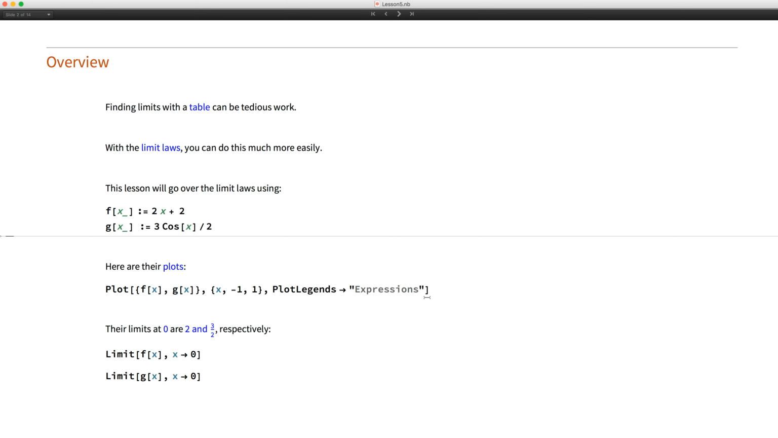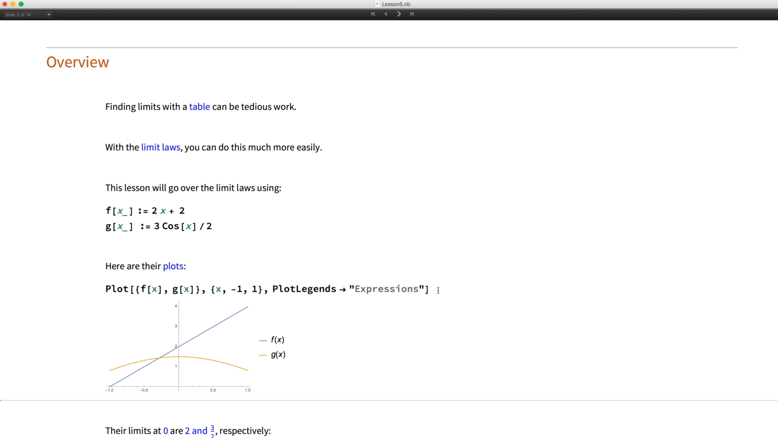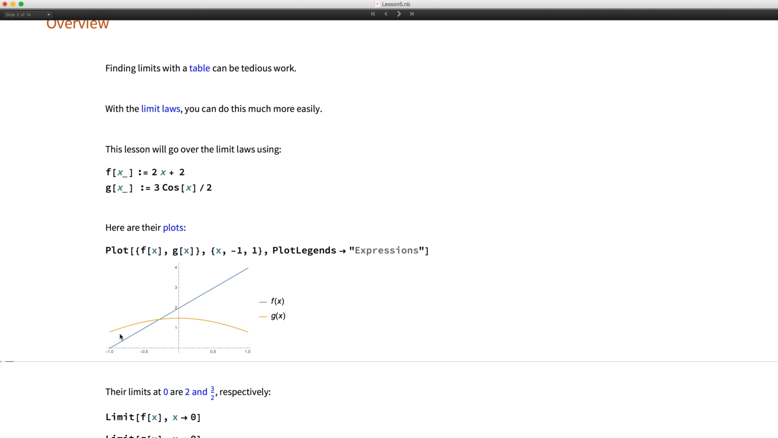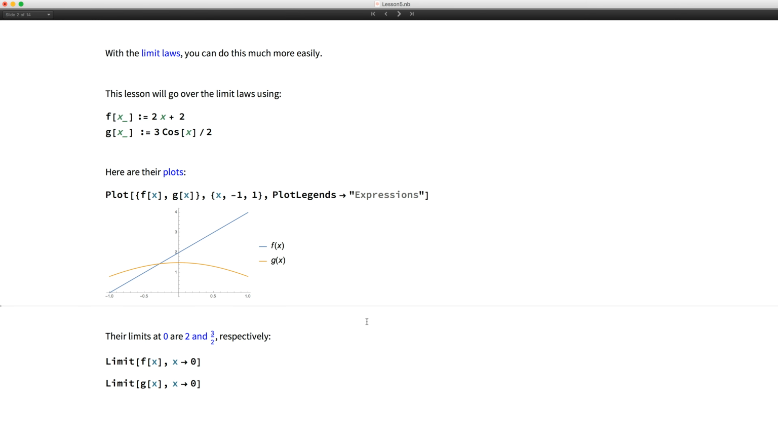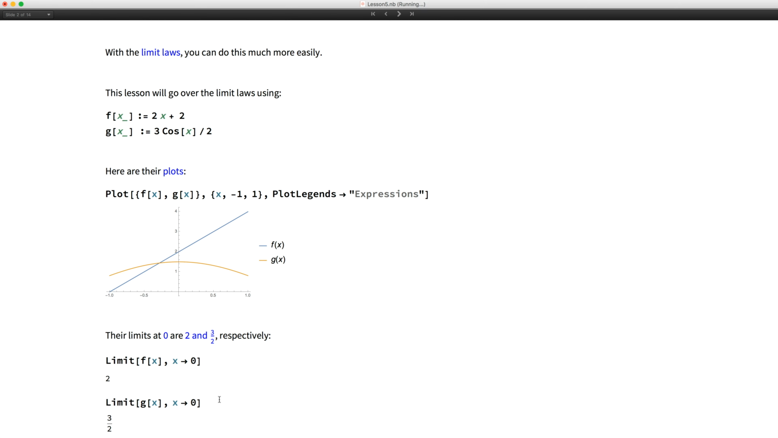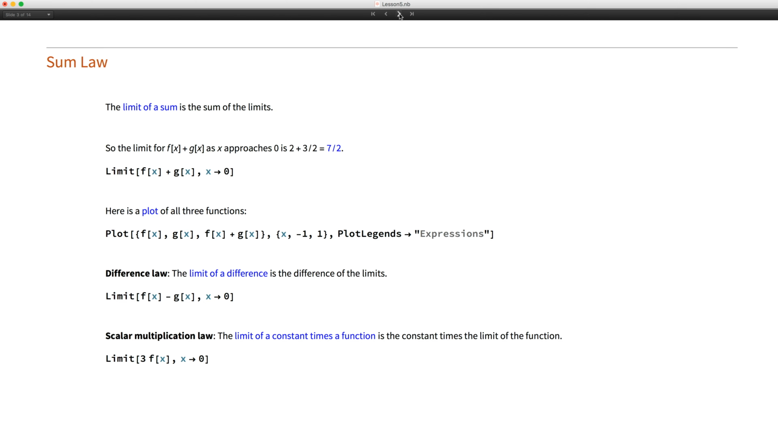So here are the plots of the functions. F is of course just a linear function while g is a trigonometric function. Now, if you look at the plots, it's clear that the limit of f is going to be 2 at 0, and the limit of g is going to be 3 over 2. So let's confirm that with the limit function. The limits are 2 and 3 over 2. So you'll need to bear in mind throughout today that f is this linear function, g is a trigonometric function, and the limits are 2 and 3 over 2. And with just that small piece of baggage, we can now begin our discussion of the laws of limits.